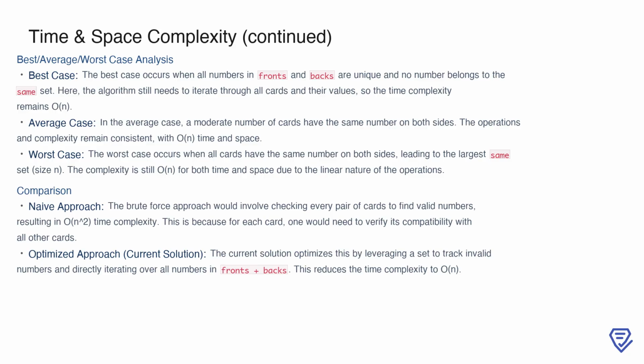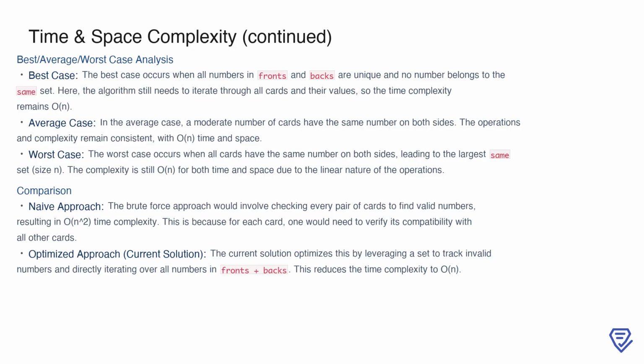In the worst case, every card has the same number on both sides, leading to the largest possible same set containing all n numbers. Even with this, the linear nature of the operations ensures that the time complexity remains O(n), and the space complexity also stays O(n).